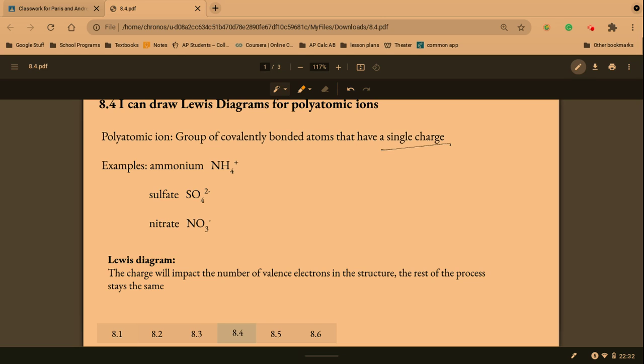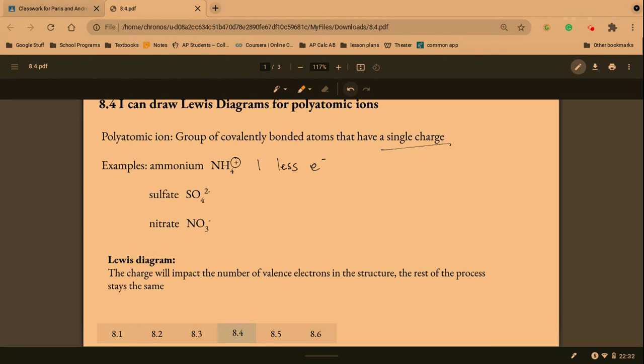In ammonium, that single charge is that positive. In sulfate, it's that 2 negative. In nitrate, it's that negative. And so those single charges represent a gain or a loss of an electron. Since electrons are negatively charged, that positive means it has one less electron than usual.